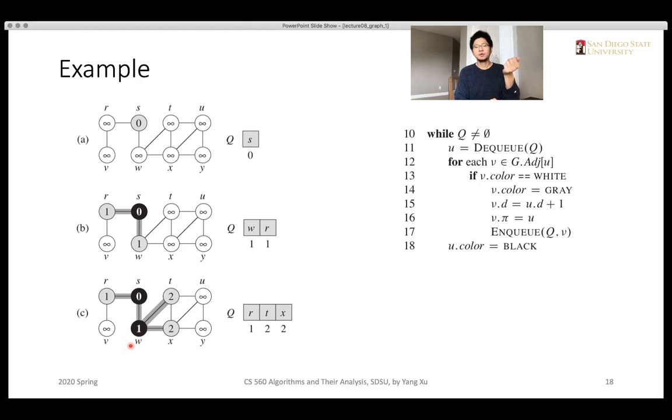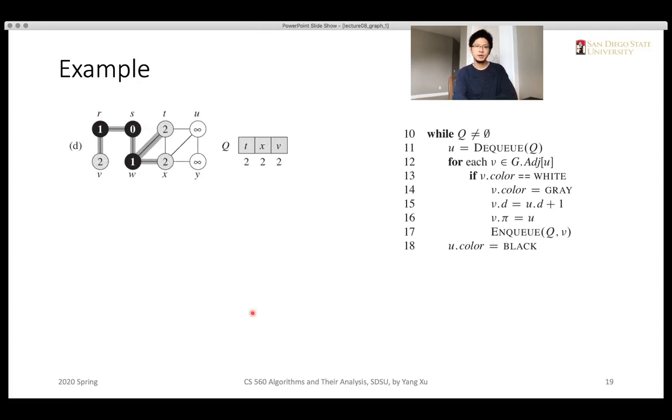So now we have 3 elements, R, T, and X. You see we also show the distance properties for each vertex here: 1, 2 and 2. So the head vertex always has the minimal distance within the Q. The next iteration we will dequeue R from the Q. When R is dequeued, its adjacent vertices S and V are visited.